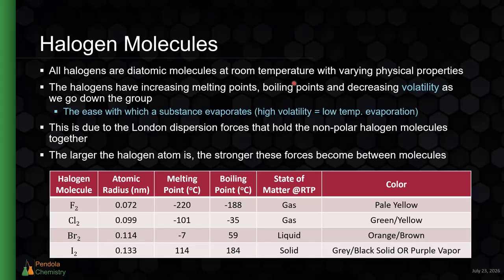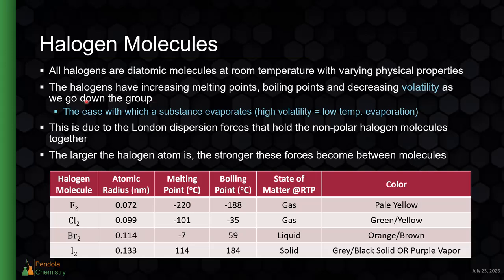You have to be careful with these two words. Boiling point and volatility are opposites in trend. Boiling point is how high the temperature needs to be for it to boil. Volatility is how easily it boils, meaning that the higher the boiling point, the lower the volatility, because the higher the boiling point is, the less likely something is to boil or to evaporate.